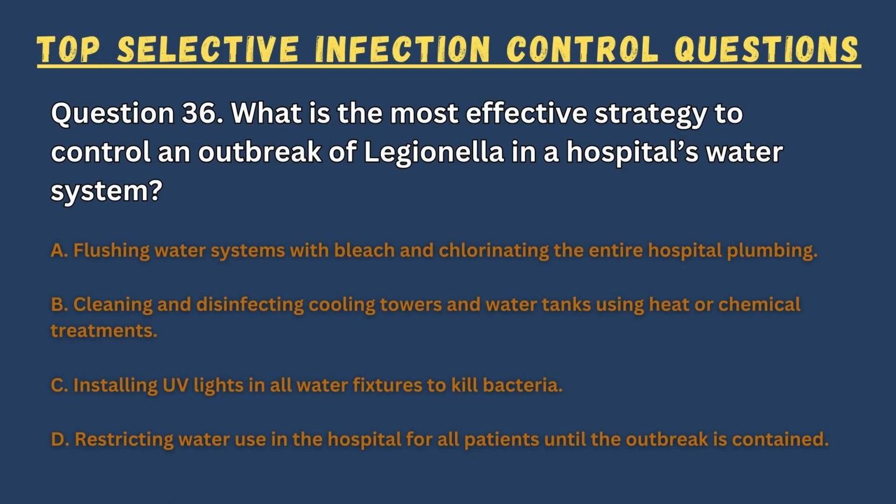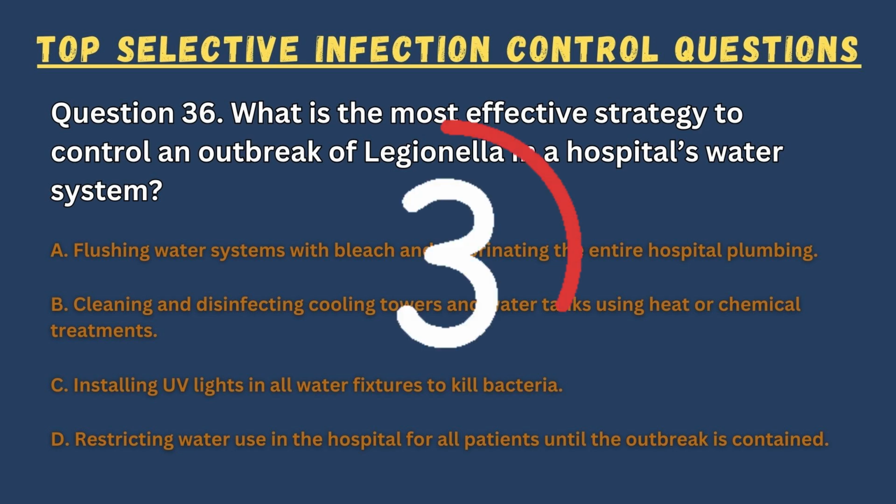Question 36. What is the most effective strategy to control an outbreak of Legionella in a hospital's water system? A. Flushing water systems with bleach and chlorinating the entire hospital plumbing. B. Cleaning and disinfecting cooling towers and water tanks using heat or chemical treatments. C. Installing UV lights in all water fixtures to kill bacteria. D. Restricting water use in the hospital for all patients until the outbreak is contained.